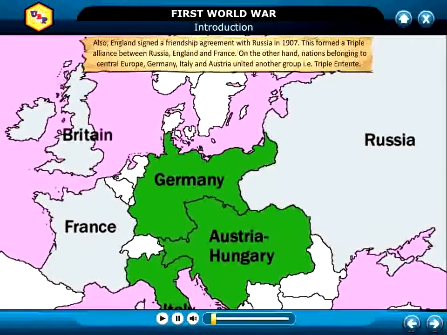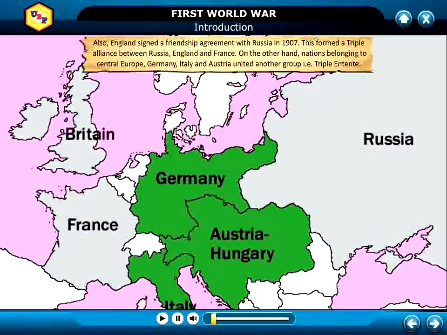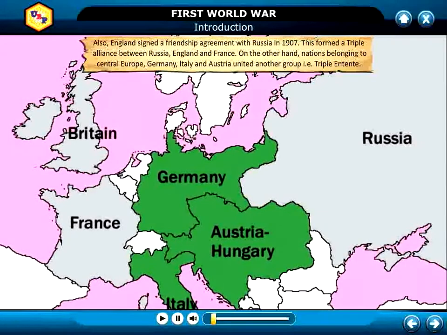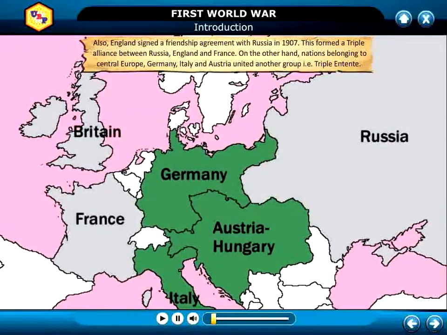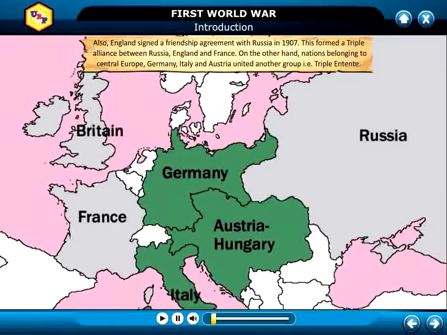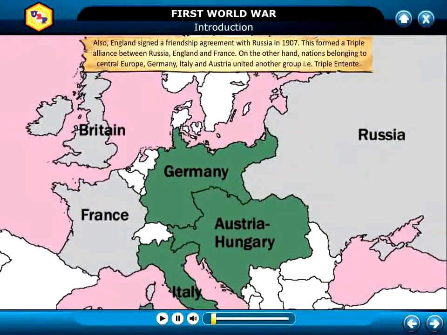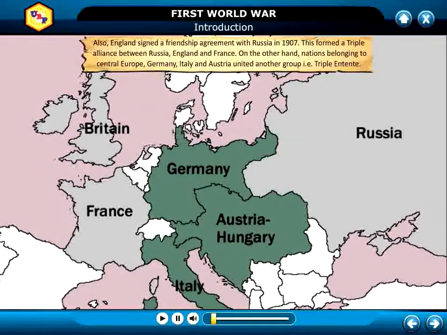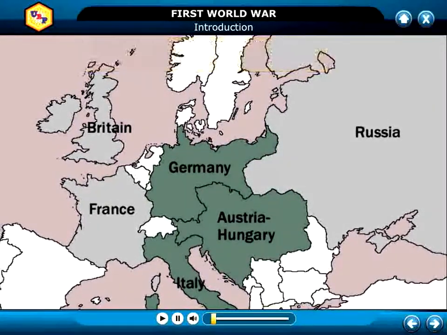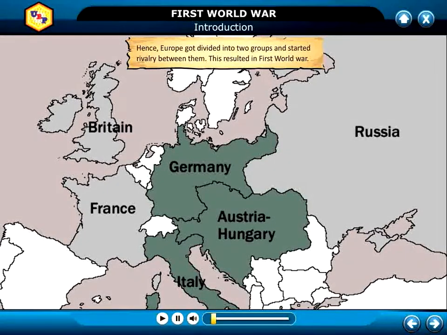Also, England signed a friendship agreement with Russia in 1907. This formed a triple alliance between Russia, England and France. On the other hand, nations belonging to Central Europe, Germany, Italy and Austria united another group, that is, Triple Entente. Hence, Europe got divided into two groups and started rivalry between them. This resulted in First World War.